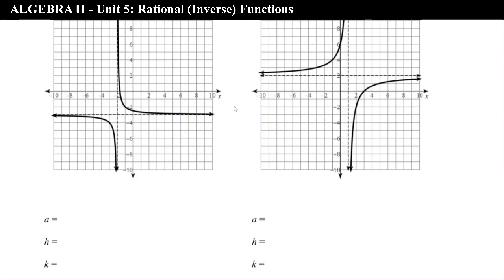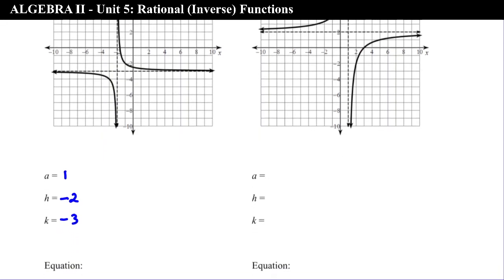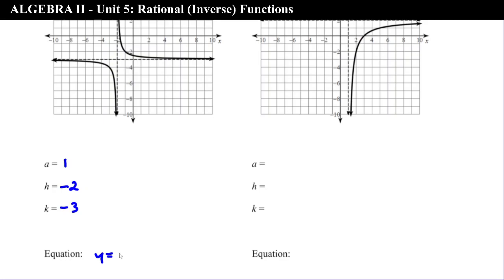Okay, so let's start with a. Well, this is how we find it. If we start from the middle of your asymptotes, you go over 1 and then up. See how many you have to go up to get to the graph. And in this case, you only have to go up 1. So our a value is 1, and we're in quadrants 1 and 3, so it's positive 1. Our h value is going to be our vertical asymptote, which is at negative 2. Our k value is going to be our horizontal asymptote, which is at negative 3. So from here, all we have left to do is write the equation. y equals 1 over x plus 2, minus 3.